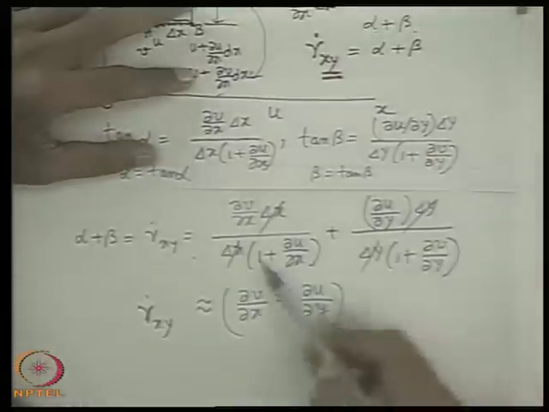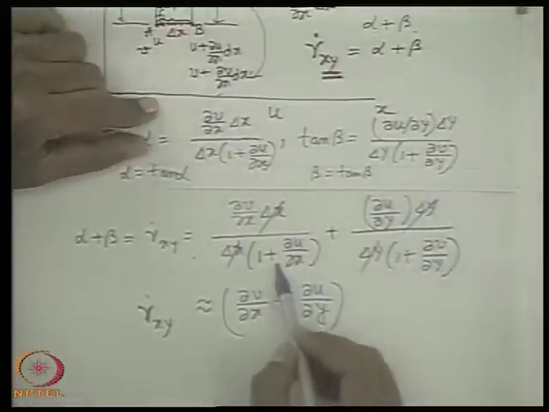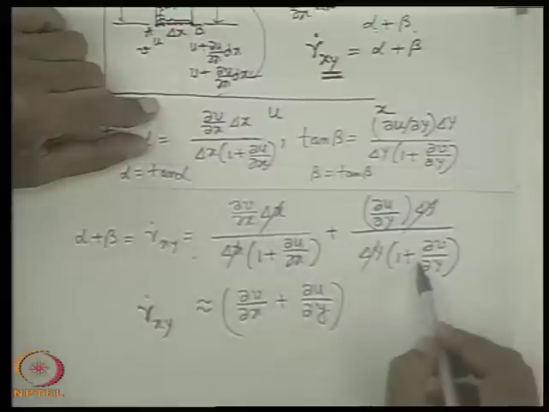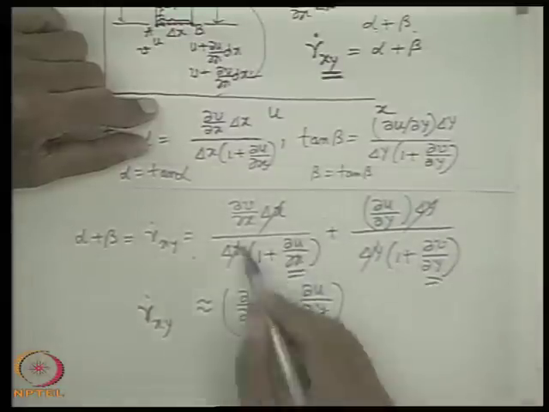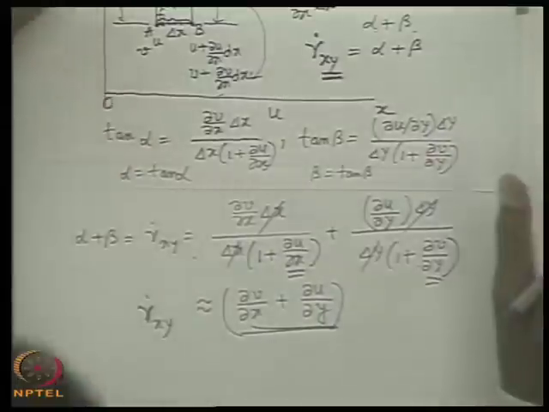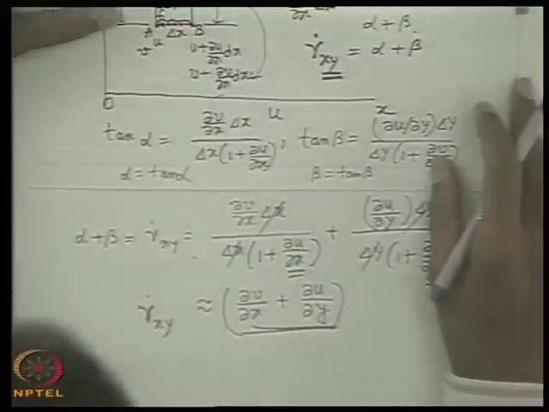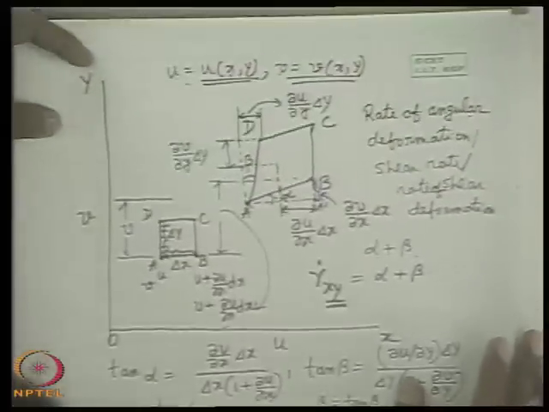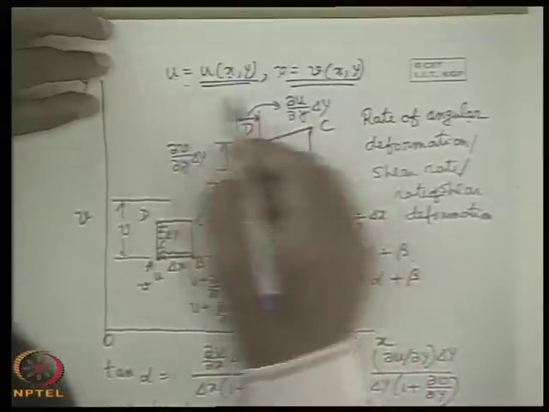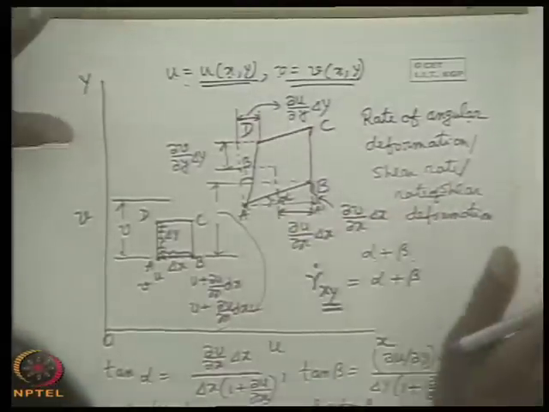You take 1 plus del u del x to the power minus 1, and 1 plus del v del y to the power minus 1, expand it and neglect the higher order terms and find it. It is very simple mathematics, you have to follow it. So, this becomes del v del x plus del u del y. Now, again this is the final picture, the most general picture, and we will be finding so many things from here.